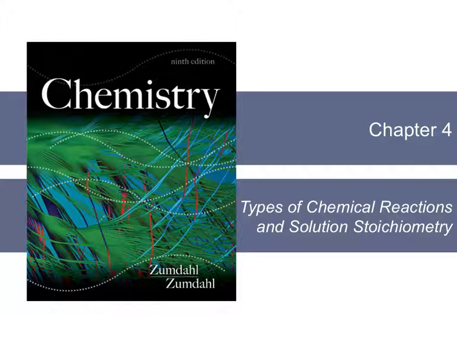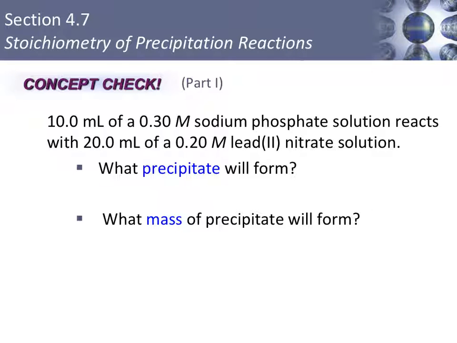In section 7 of chapter 4, we're going to talk about the stoichiometry of precipitation reactions. So let's start with 10 milliliters of a 0.3 molar sodium phosphate solution reacting with 20 milliliters of a 0.2 molar lead nitrate solution. Let's first start with a balanced chemical equation. What precipitate will form, and then we'll find the mass of the precipitate that will form.